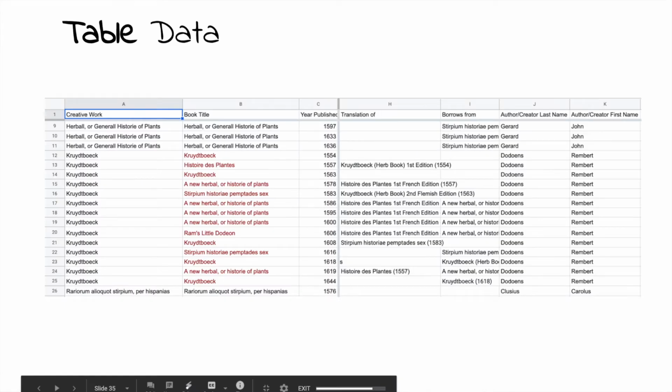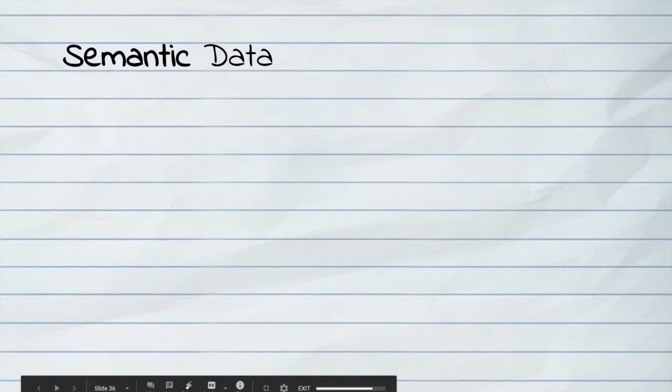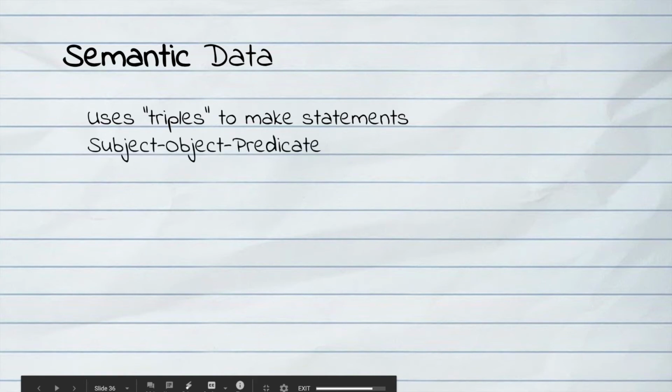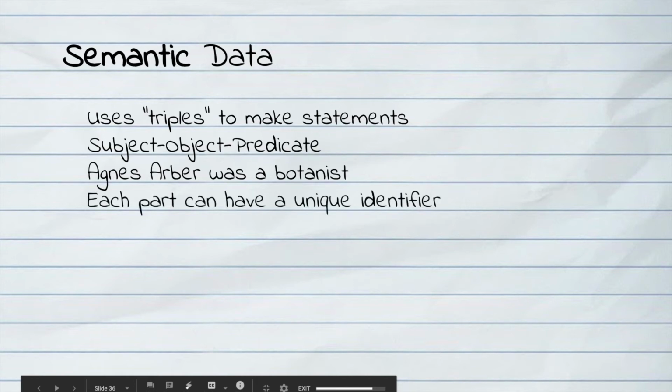Usually when we think about data, we think about data in the form of a table. In this case, an Excel spreadsheet. Linked open data is stored as semantic data. It uses a special form called triples to make statements. This takes the form of a subject, object, predicate. So for example, we could say Agnes Arbour was a botanist. Each part of that sentence can have a unique identifier, the subject, the object, and the predicate. This allows us to connect all different kinds of data together.